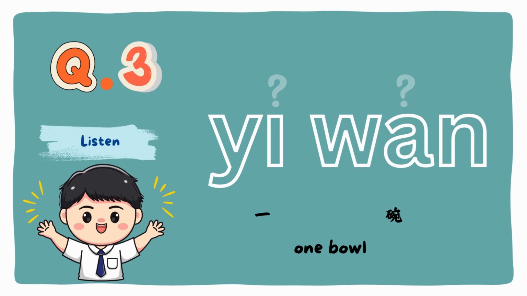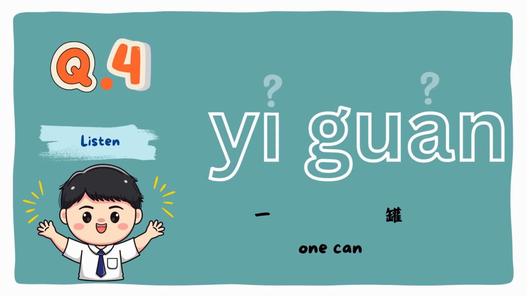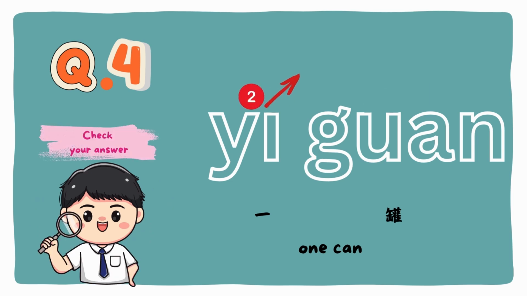Then 一碗. Which tone of yi did you hear? That's right. It's the fourth tone, followed by the third tone, 碗. The last one is 一罐. Listen again. 一罐. Yi has changed to the second tone, followed by the fourth tone, 罐.